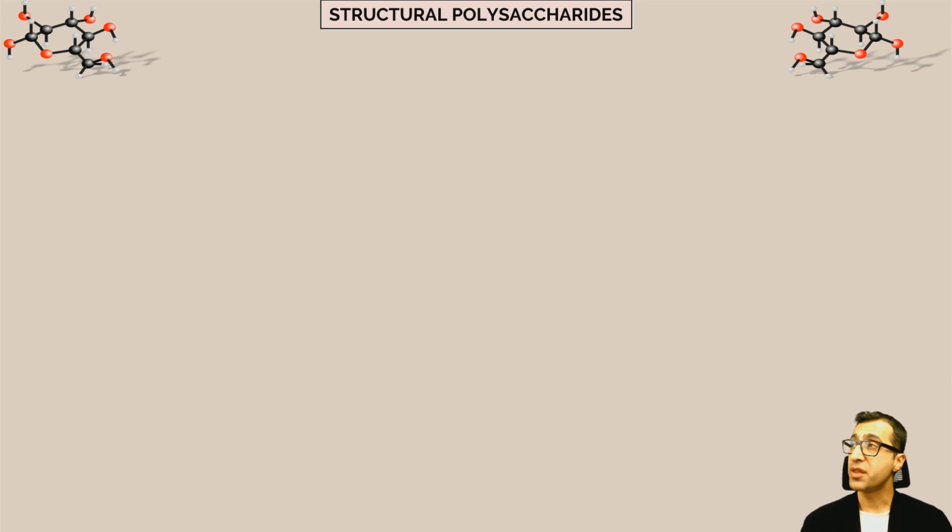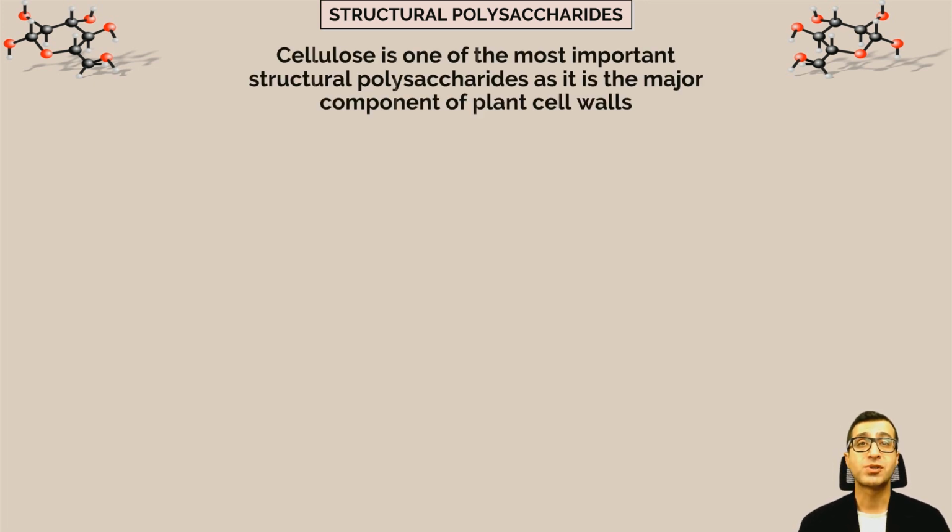And so another type of polysaccharide would be the structural polysaccharide. So again, sugars are classified as being monosaccharides and disaccharides according to their structure, whereas polysaccharides tend to be classified according to their function, whether they are storage polysaccharides or structural polysaccharides. So cellulose is one of the most important structural polysaccharides, and it's the major component of plant cell walls.